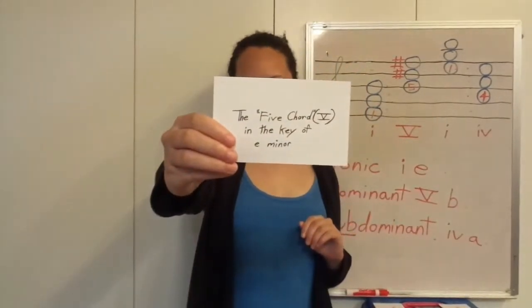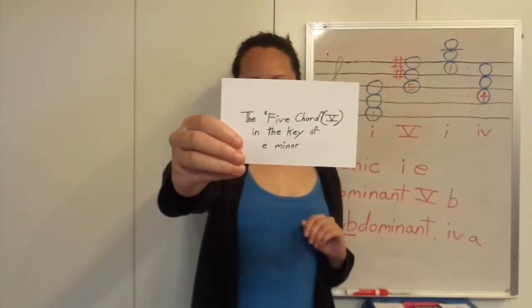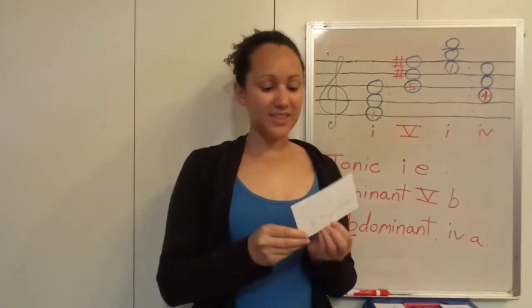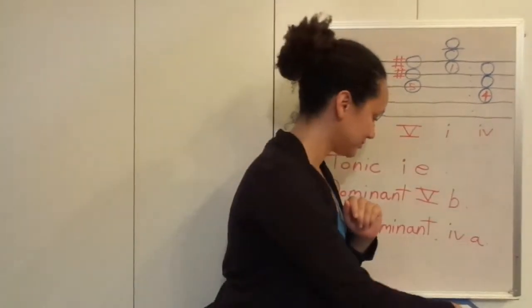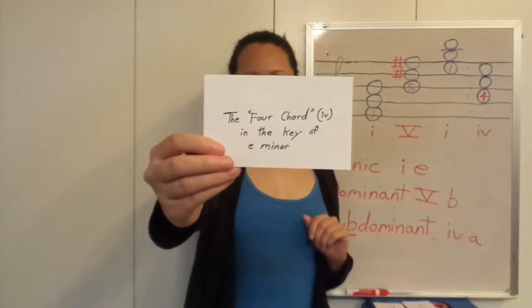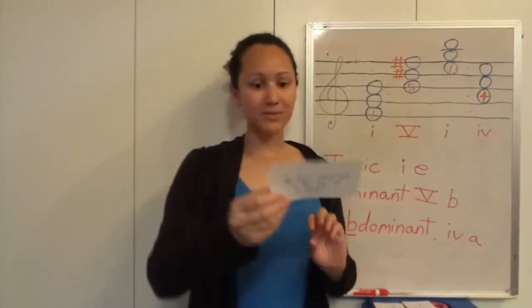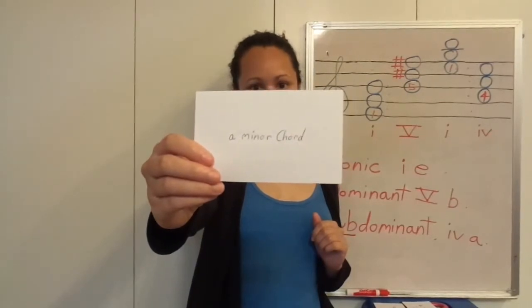The 5 chord, capital V for major, in the key of E minor. And this is the B major chord. And the 4 chord, I-V lowercase, in the key of E minor. And this is the A minor chord.